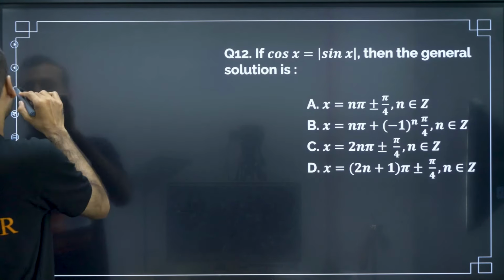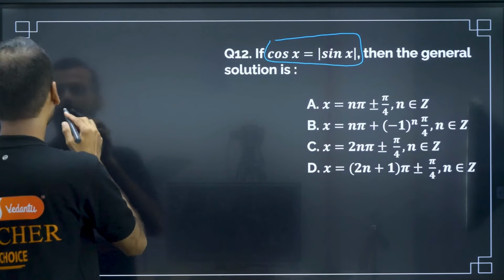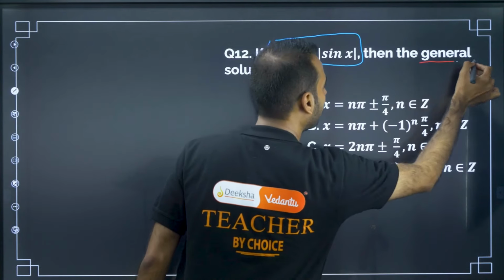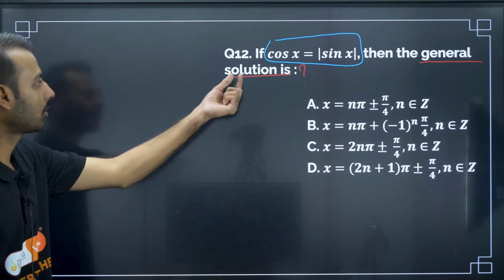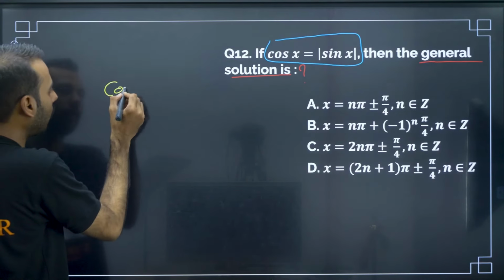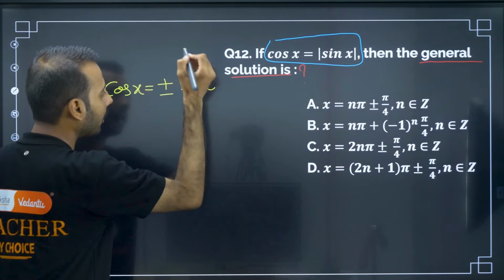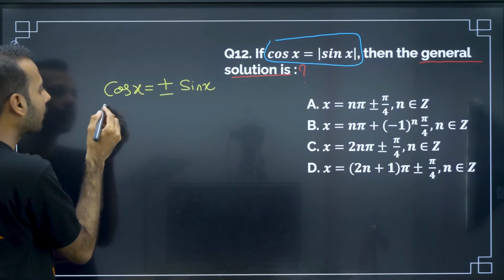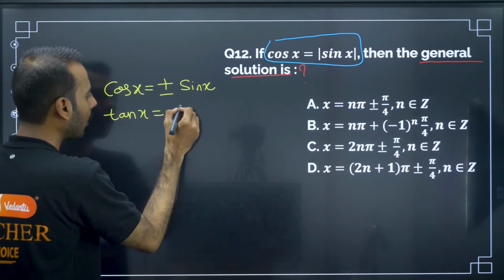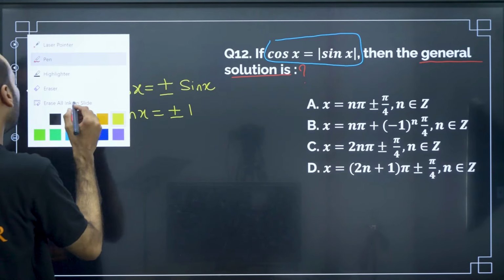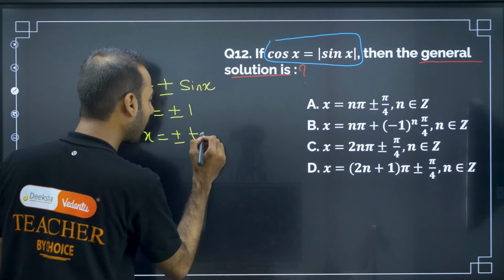If cos x is equal to this, some information they have given, then the general solution is what? They are asking to find the general solution if cos x is equal to modulus of sin x. Cos x is equal to modulus of sin x means, if I remove the modulus I have to write plus or minus. So cos x is equal to plus sin x or minus sin x. If I transpose sin x, I can write tan x is equal to plus or minus 1. Further, tan x is equal to plus or minus tan pi by 4.